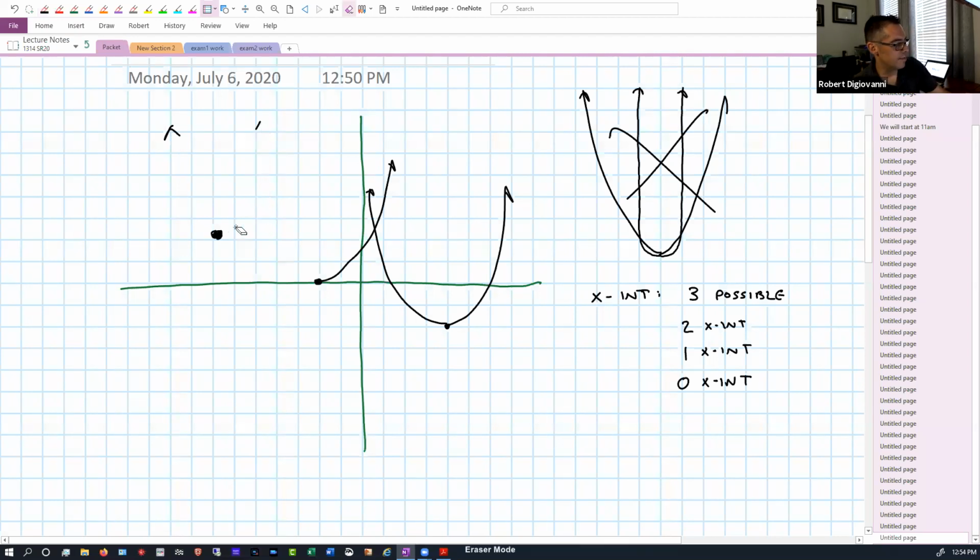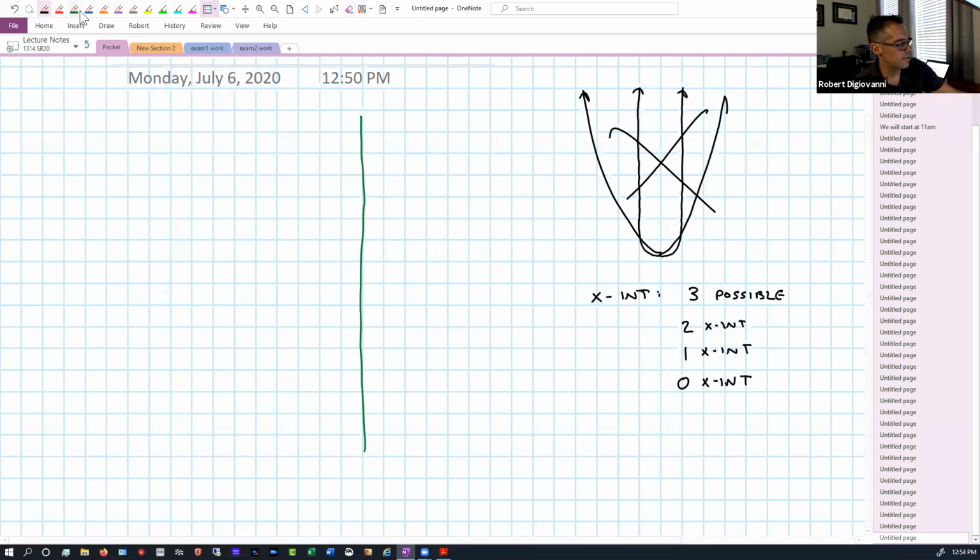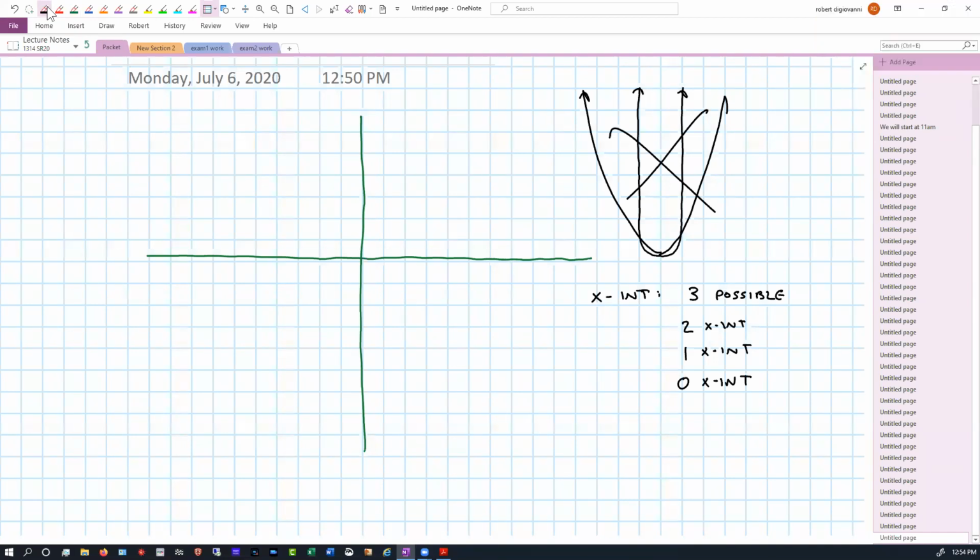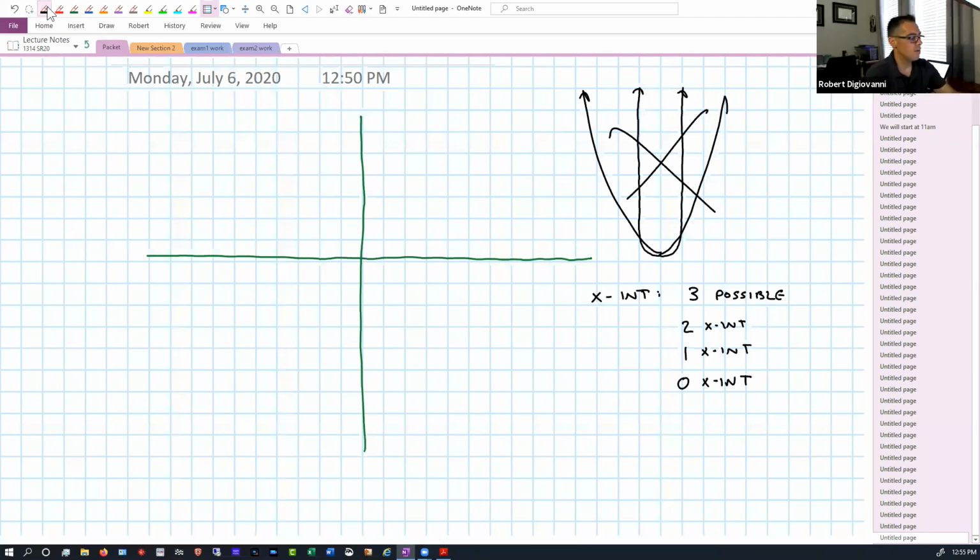How about Y-intercepts? What do y'all think about Y-intercepts? If I draw a parabola, how many Y-intercepts can I have? Is it possible to have none? Yes. How would you have none? So let's say I put the vertex over here. Well, let's put the vertex way over here.